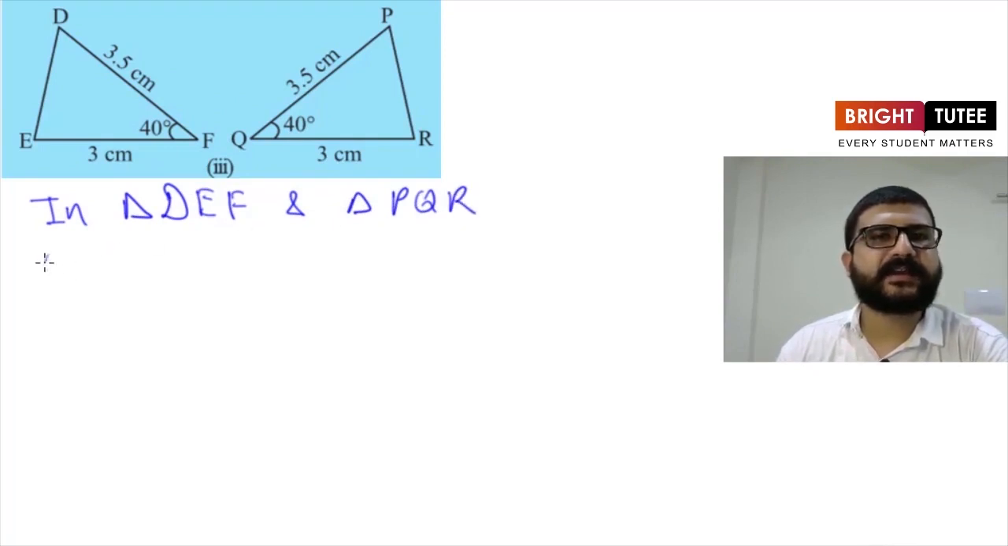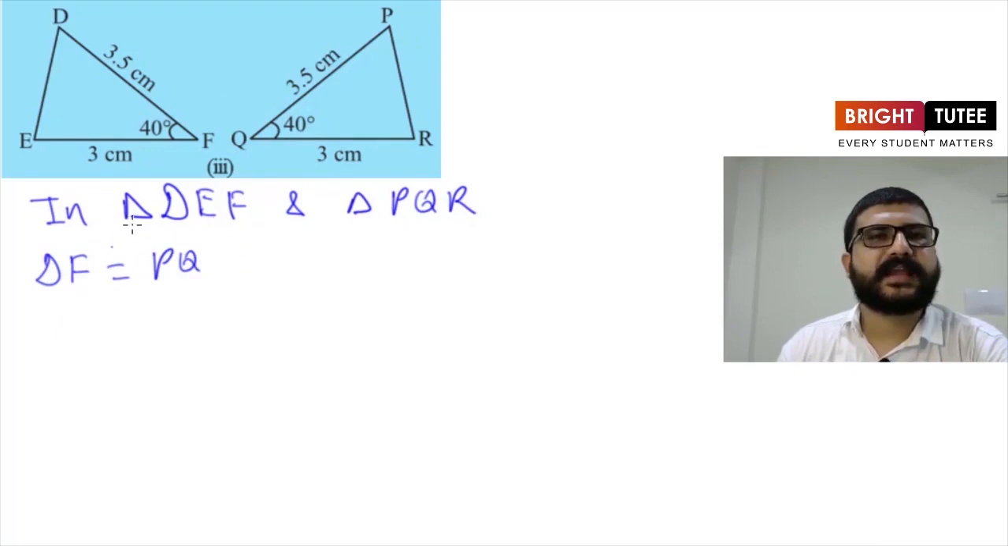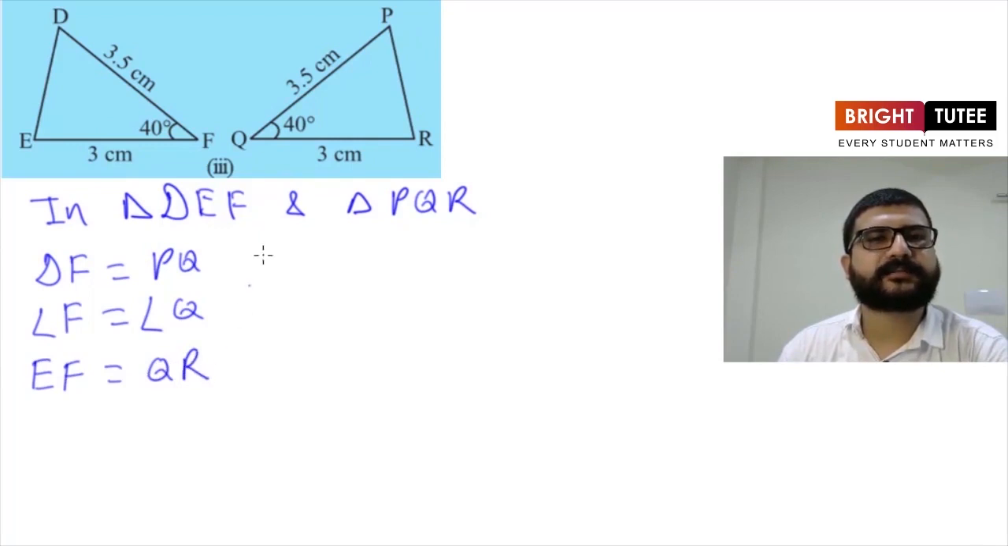So now we can write, in triangle DEF and triangle PQR, what we have: DF is equal to PQ, and angle F is equal to angle Q, and what else do we have? We have EF is equal to QR. So we can write it here, EF is equal to QR.